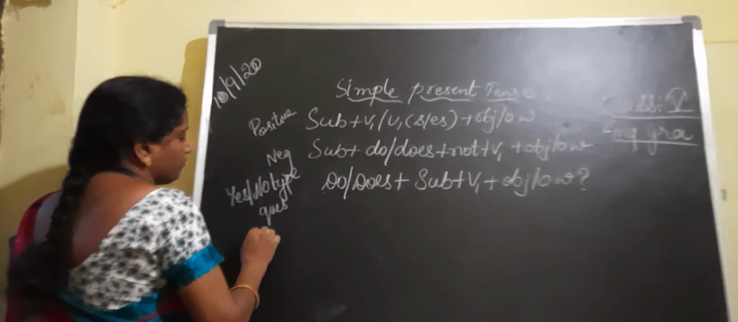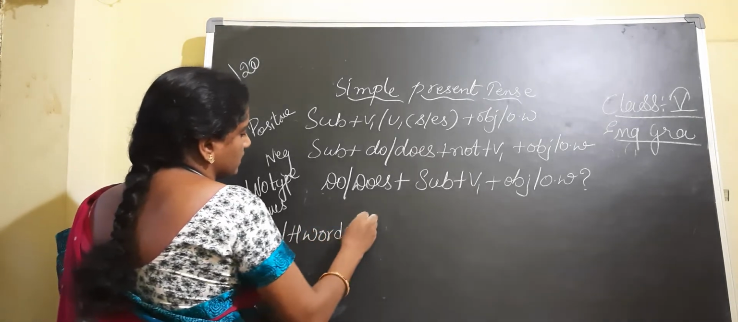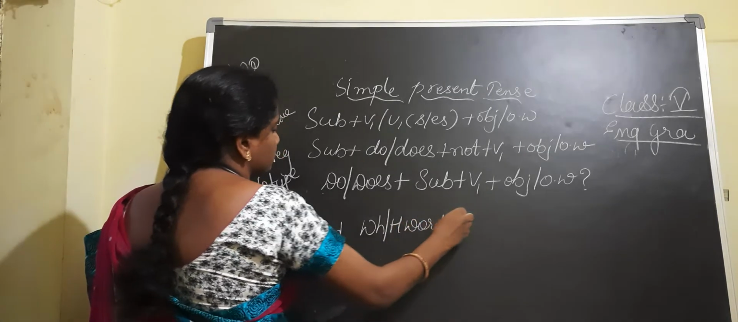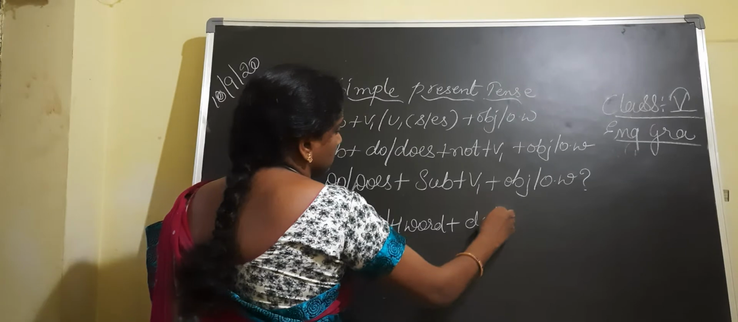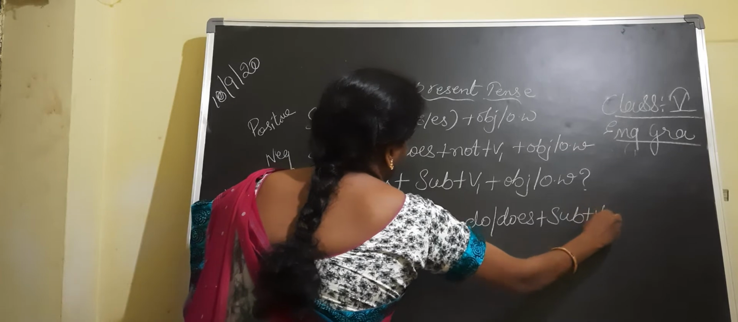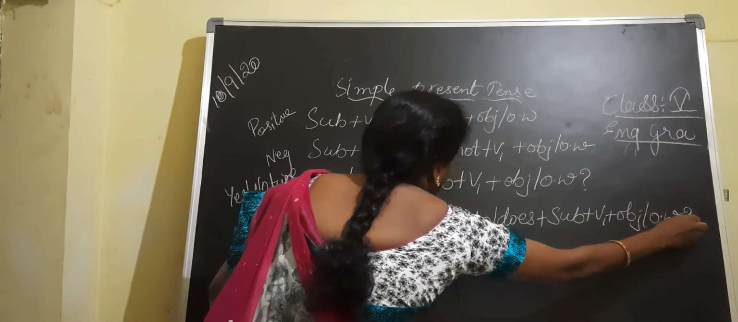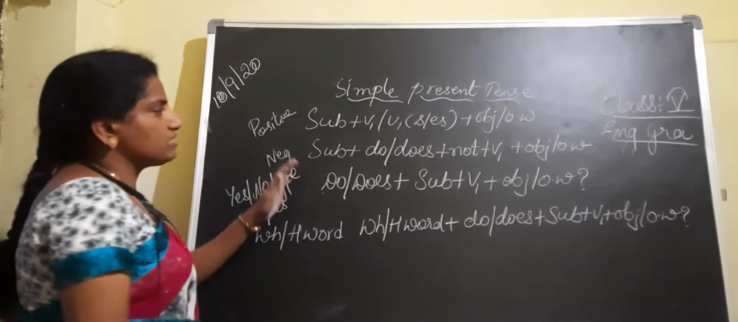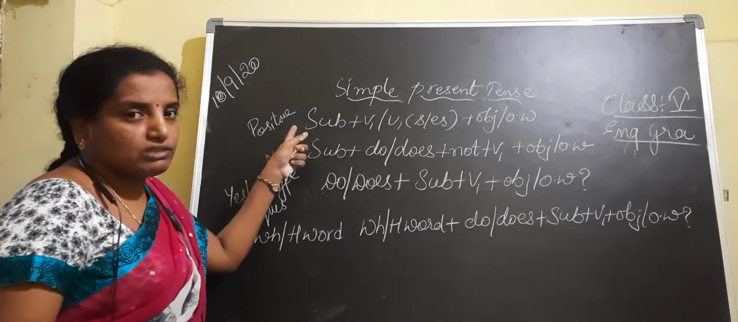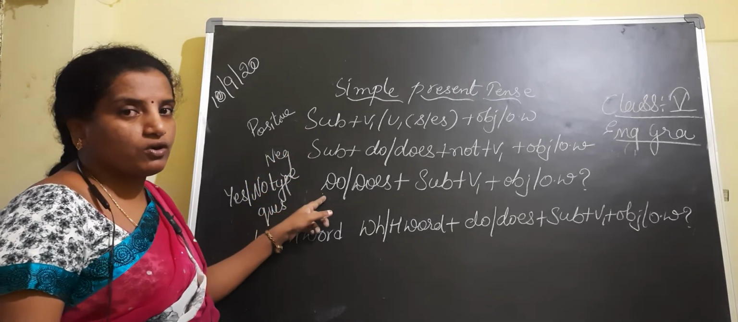Now coming to the WH or H word questions, Nana. WH or H word plus do or does plus subject plus V1 plus object or other words. These four structures we have learnt regarding the simple present tense, Nana. This structure is only for the positive statements. This is for the negative. This is for yes or no type questions.